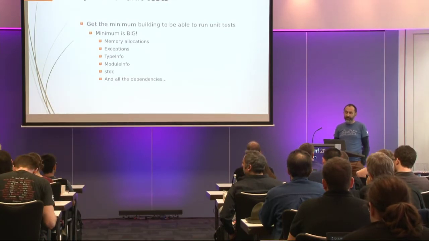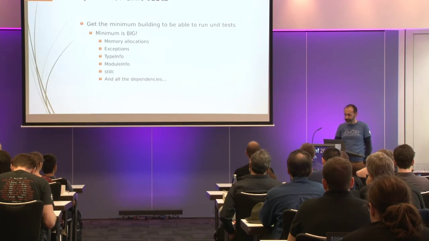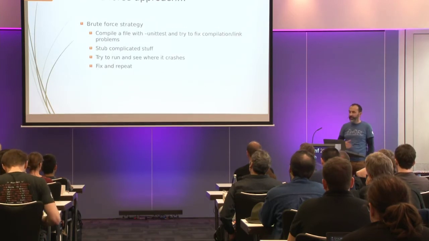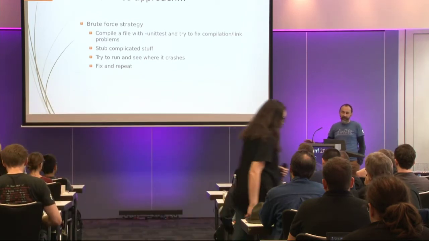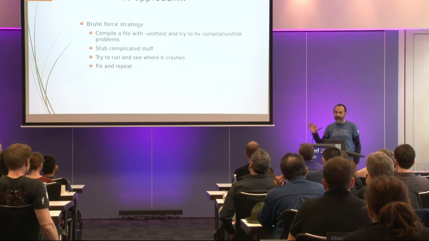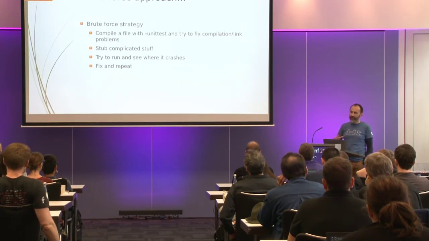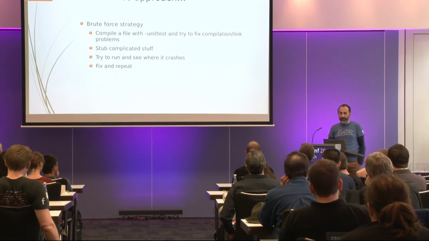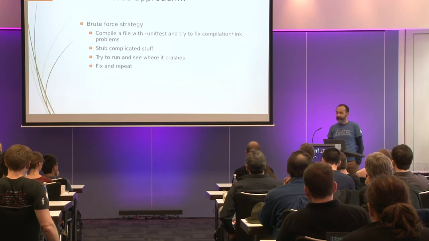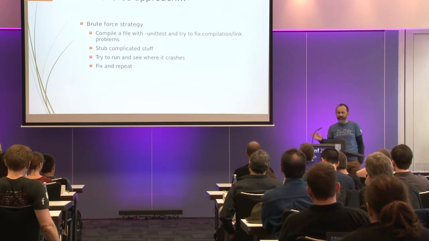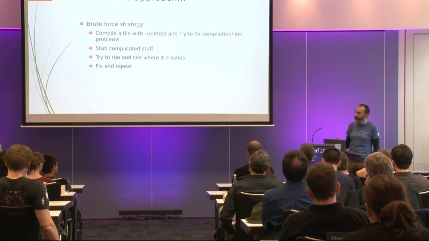So first I tried what I call the brute force approach. My strategy was very simple, actually. Enable the unit test flag on a file, get it to compile and link, run, fix the crashes, and repeat. I used it many times in different porting efforts, but not with such low-level code and a barely tested compiler. So after spending a considerable time stubbing all the complicated stuff, I got the thing compiling and linking.